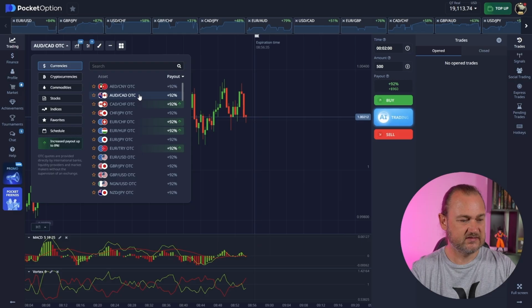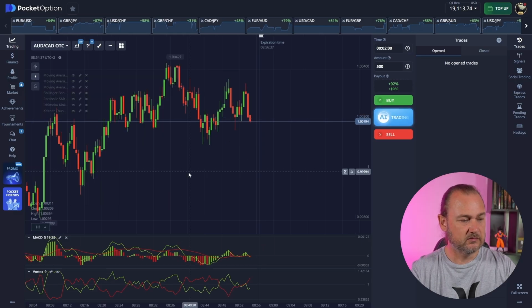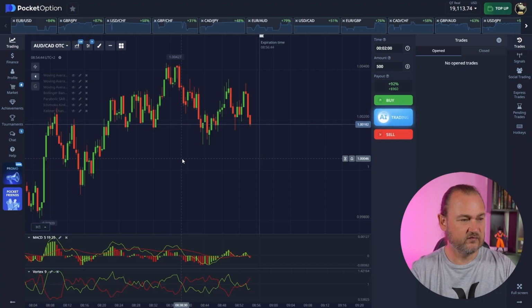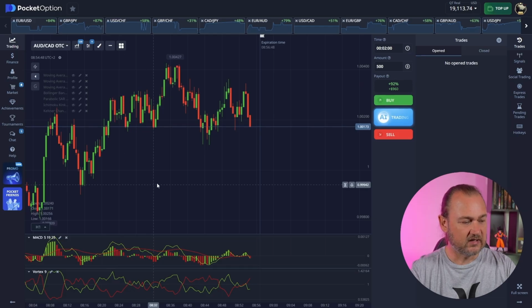Let's see if we can find a decent example. Here we go. So here we had a crossover of the MACD and the vortex at the same time. A 2-minute trade there would have been a great trade. And again, we have a bullish crossover here. This didn't happen within two candles, my bad.